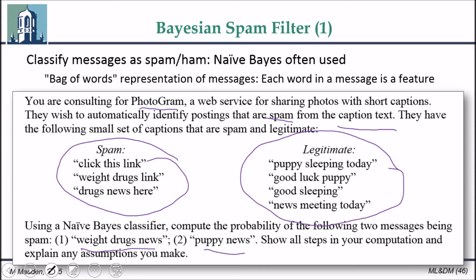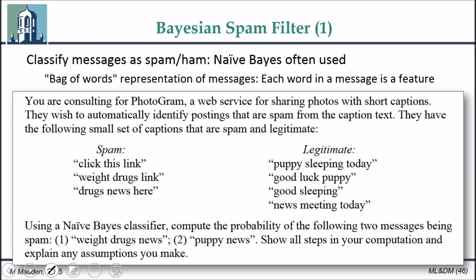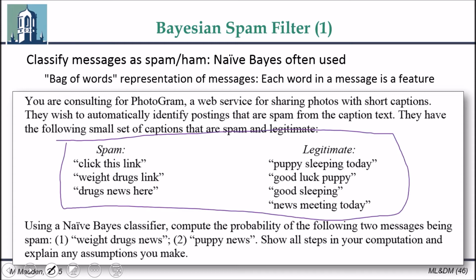So formally then, this is our training data for our naive Bayes classifier. And having trained our naive Bayes classifier, we're going to apply it to these two new queries and try to get some results.